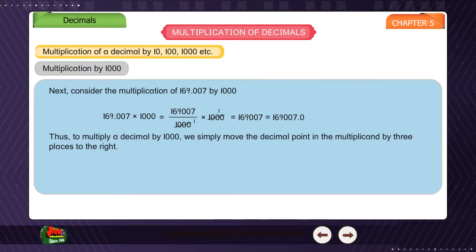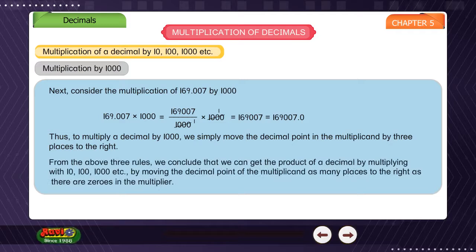to the right. From the above three rules, we conclude that we can get the product of a decimal by multiplying with 10, 100, 1000, etc. by moving the decimal point of the multiplicand as many places to the right as there are zeros in the multiplier.